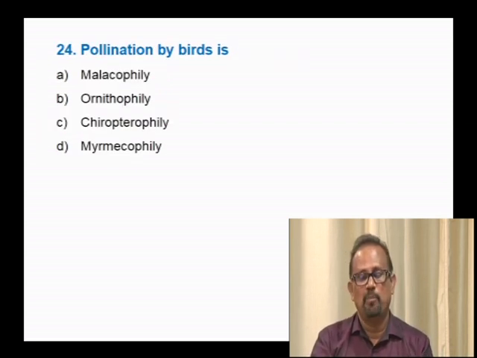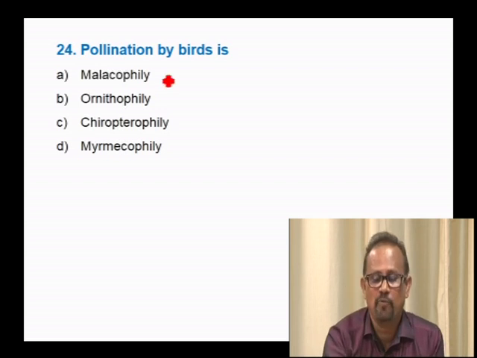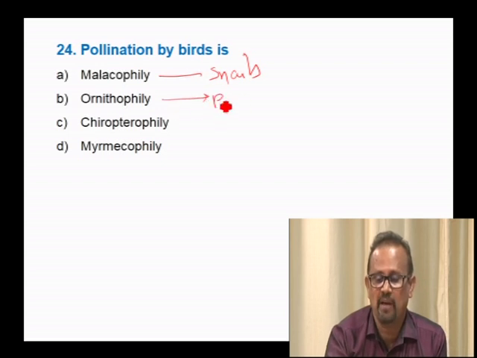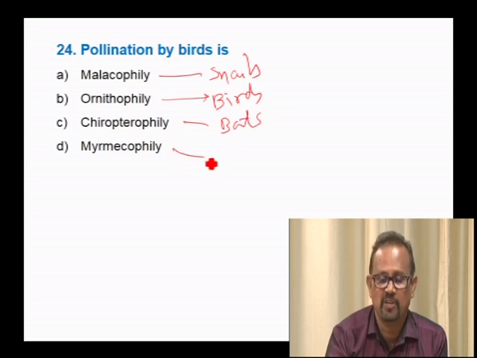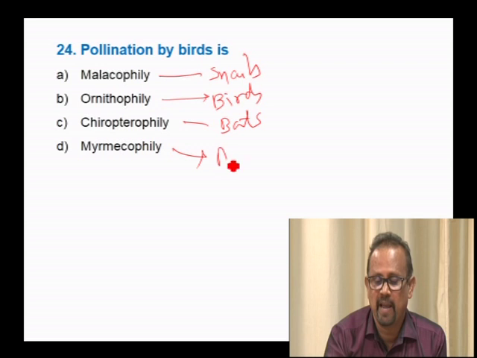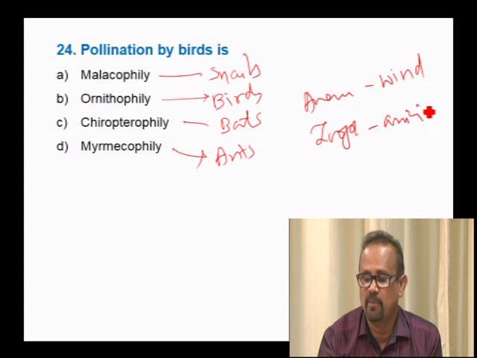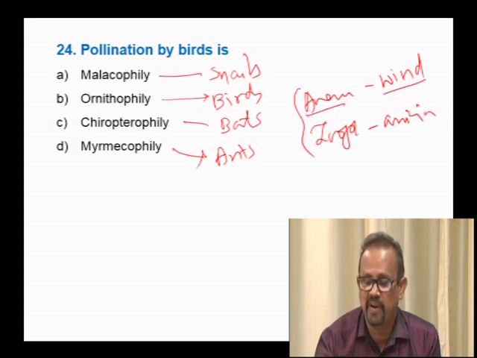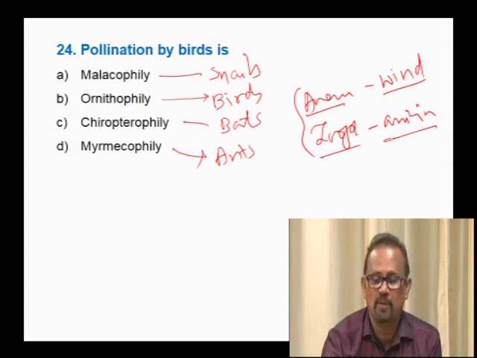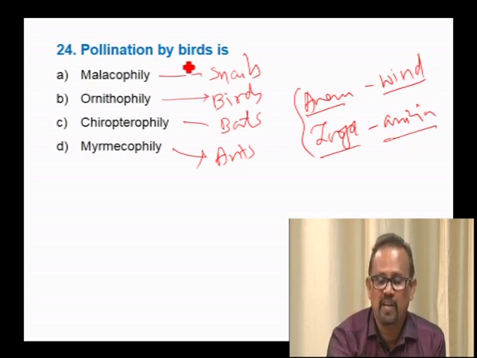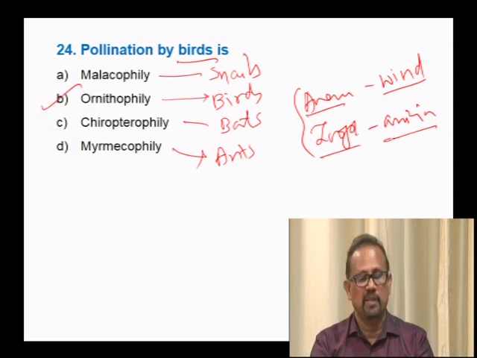Next question. Pollination by birds is called malacophily? Malacophily is pollination by snails. Ornithophily, pollination by birds. Cheiropterophily, pollination by bats. Myrmecophily, pollination by ants. In addition to this, anemophily, pollination by wind, not by animals. Zoophily, pollination by animals. Don't get confused between these. Of course, all this comes under zoophily, but here pollination by birds is ornithophily. Therefore, the answer is B.